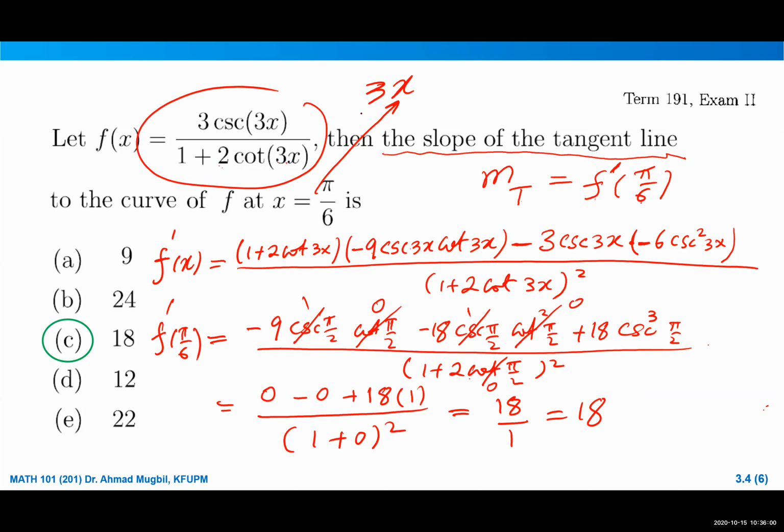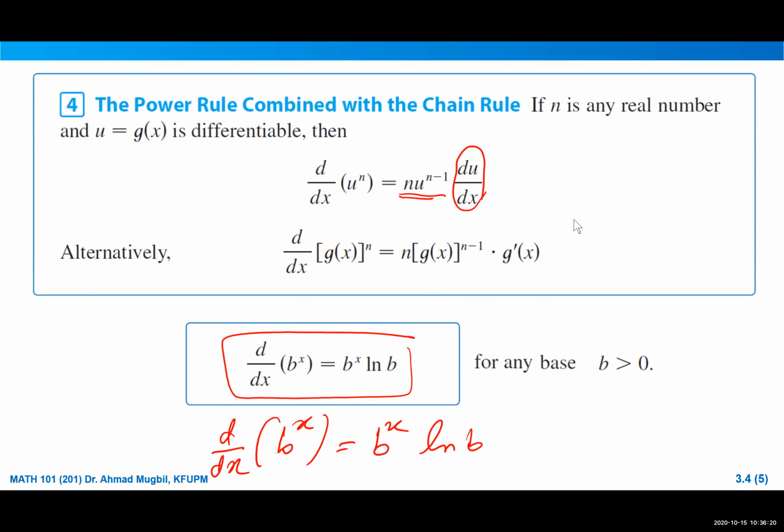I have one problem. Why do we multiply 3 to the minus 2 there? Why do we multiply by 3? Yeah, because of the chain rule. We have used the chain rule. What are we saying here, ya Abdul Aziz? What are we saying here? We multiply by what?